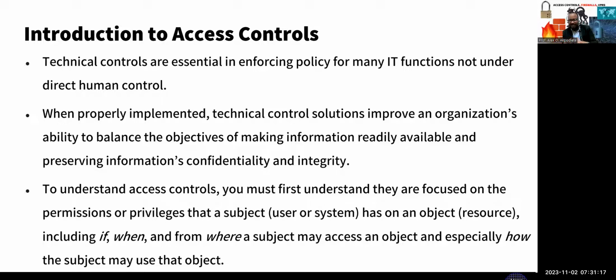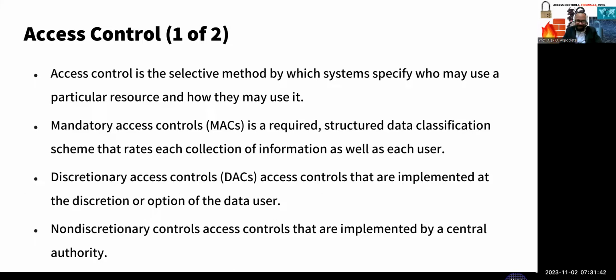So basically, these are the technical controls that we use to enforce the managerial controls, right? The policies that the senior management has insisted that we follow. So we first must understand that this is basically about permissions and privileges that a subject, it could be me or you or a system, has on an object such as a server or resources, right? So this also includes if, when, and from where I can access that resource and how I can use that resource. So it has a lot of different things.